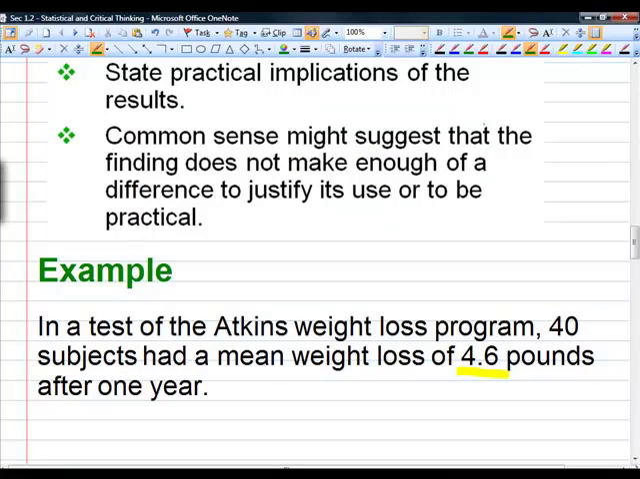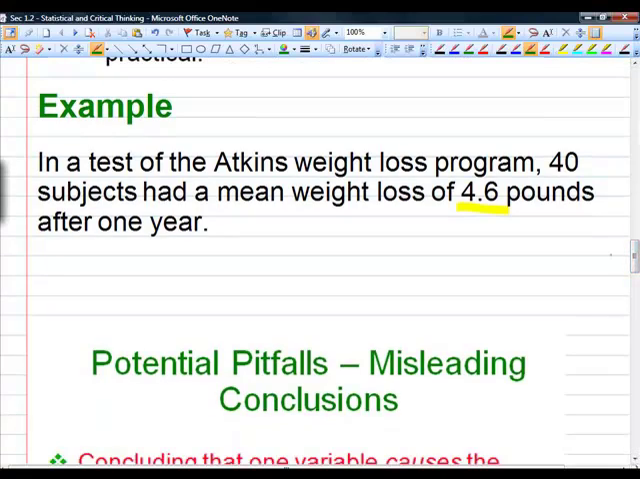In a test of Atkins weight loss program, 40 subjects had a mean weight loss of 4.6 pounds after 1 year. The 4.6 pounds is statistically significant. However, if you're trying to lose weight using a radical diet like Atkins, this 4.6 pounds is not a very practical expectation for weight loss. So there's a situation where statistical significance loses to practical consideration.